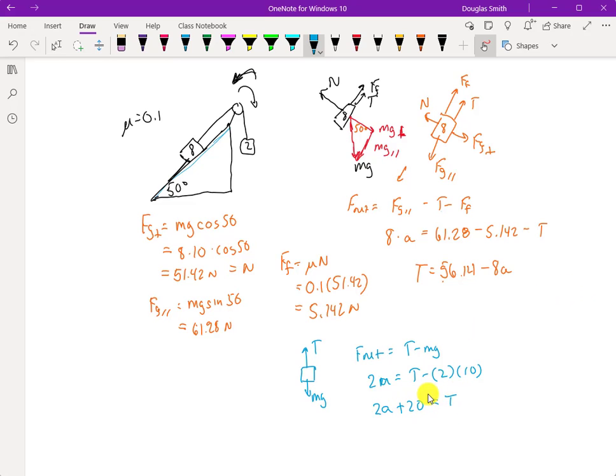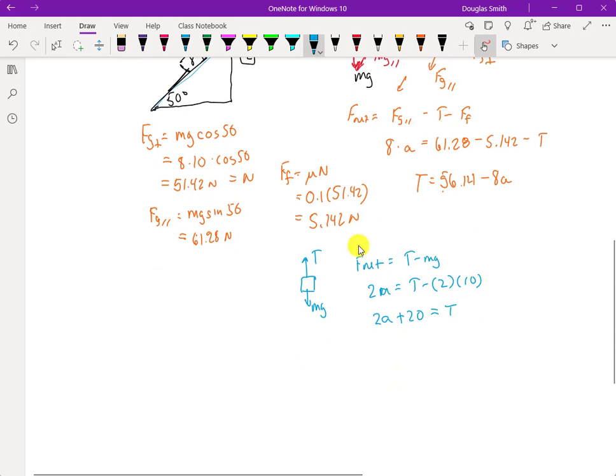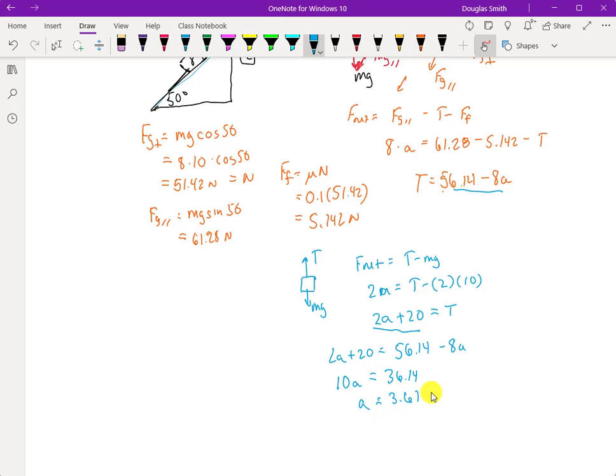So now, once again, I have two equations, two unknowns. And so in other words, this bit here is going to be equal to that. So let's write that down. 2a plus 20 equals 56.14 minus 8a. Okay, so I'll move the 8a over here to the left, so that's going to become 10a. And I'll subtract 20 from that side, so this becomes 36.14. And a is 3.61 meters per second squared. So there you go. That's how you can do that one.